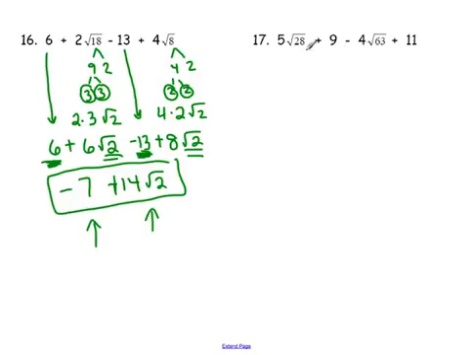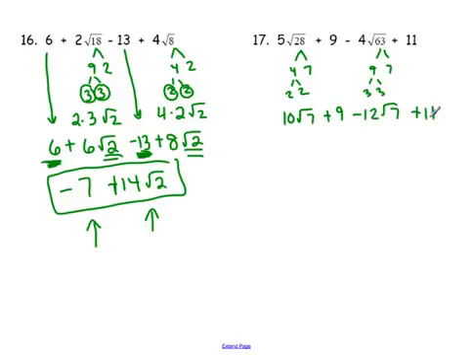For this last one, we'll break 28 down into 4 and 7. 4 is 2 and 2. 63 breaks down into 9 and 7. This gives me 3 and 3 again. When I simplify these expressions, I'll have 5 times 2 is 10 times the square root of 7. I'll add my 9. I'll subtract from that 4 times 3, which is 12 times the square root of 7. I'll tag my 11 on the end.